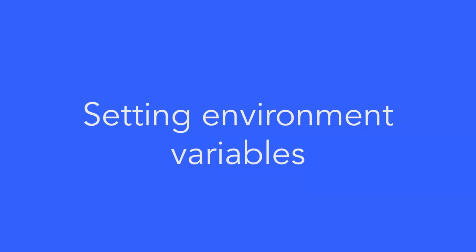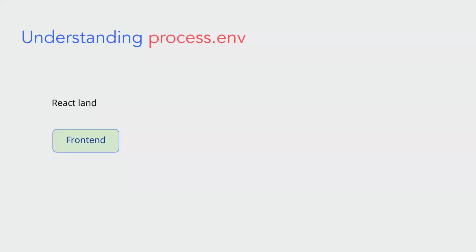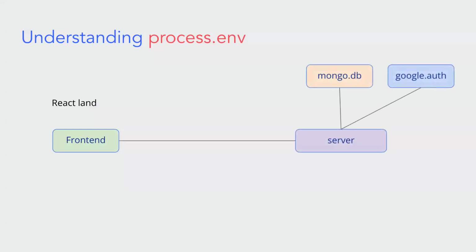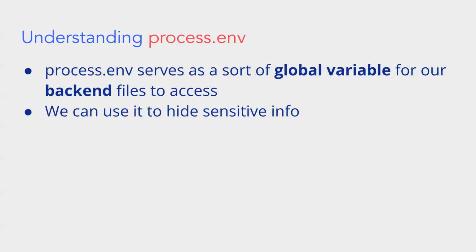So to talk about environmental variables, we're going to talk about an important concept called process.env. So you learned about React land, which is in the front end, and in the back end for the server, we've talked about MongoDB and Google authentication. Process.env also lives on the back end, and basically it will be injected into your node runtime and provide a lot of global environmental variables for your backend code to use. So again, process.env serves as a sort of global variable for all your backend files to be able to access.